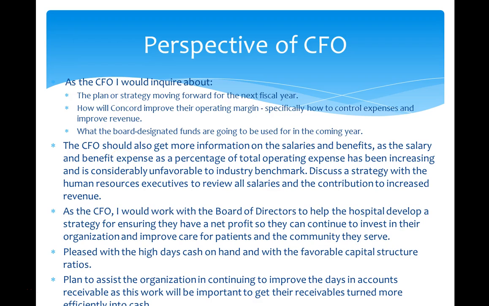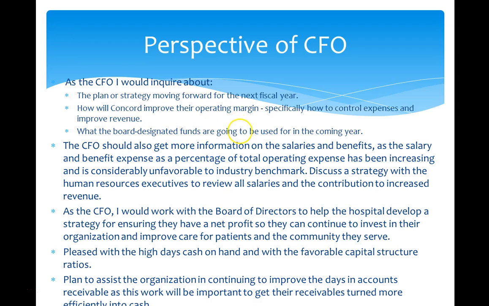So if I was the CFO, here are things that I would want to think about. I would want to think about how we can improve the operating margin. Specifically, how can we either reduce expenses or increase revenue? Or ideally, you would want to look at both. We would also want to look into specifically salaries and benefits. Is there any opportunity where we could lower some of those? Maybe that includes options like early retirement packages for some of the older staff, things like that.